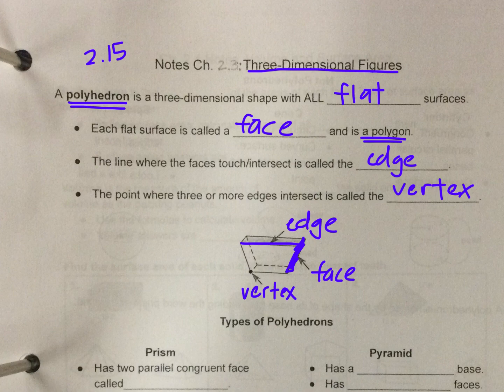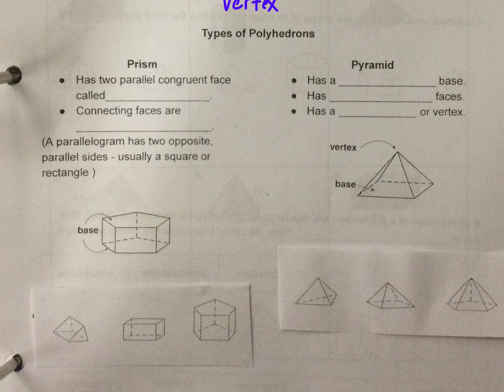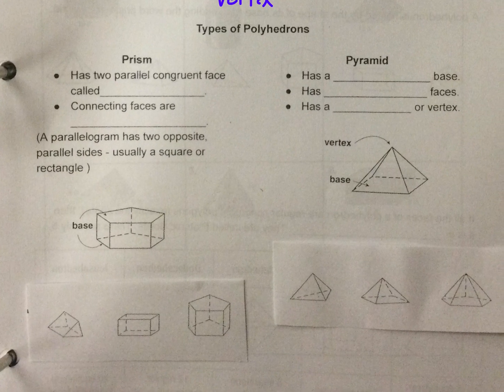Now, when we talk about polyhedrons, there are two types that we're going to talk about. We're going to talk about a prism and a pyramid. A prism has two parallel congruent faces called bases, and the connecting faces are called parallelograms.